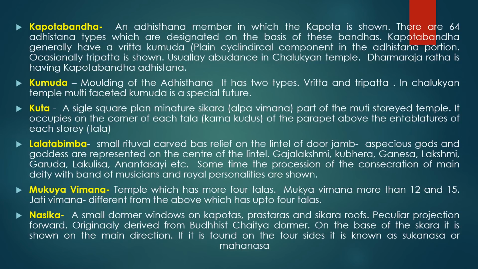So the Kuda is a square type of miniature, looking like a small temple, like an Ekatala temple. It occupies the corner of each tala, that is Karnakudus. If it is on the corner, it is known as Karnakudu. It is on the parapet above the entablature of each story, that is tala.